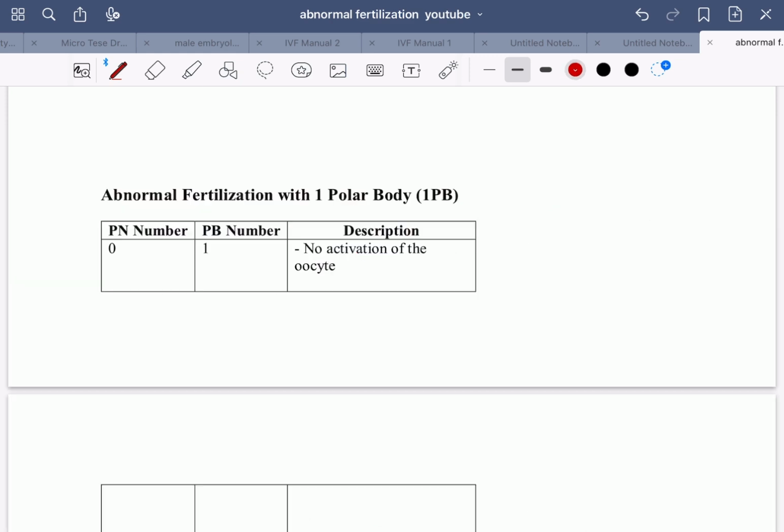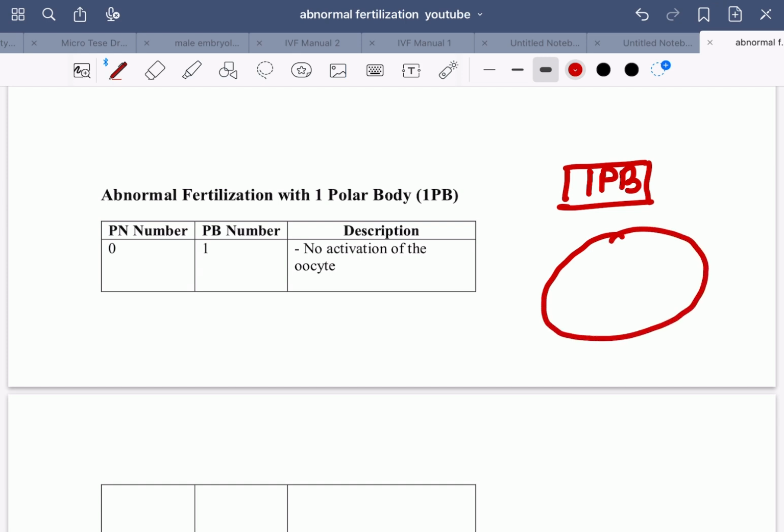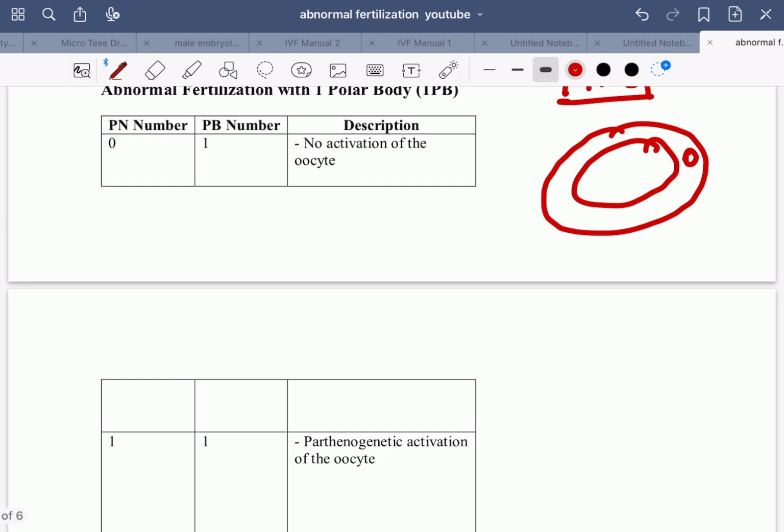Now we'll talk about when there is one polar body. Previously we talked about when there were two polar bodies. So if there is one polar body and zero pronuclei, that means no activation. There was no activation of the oocyte.